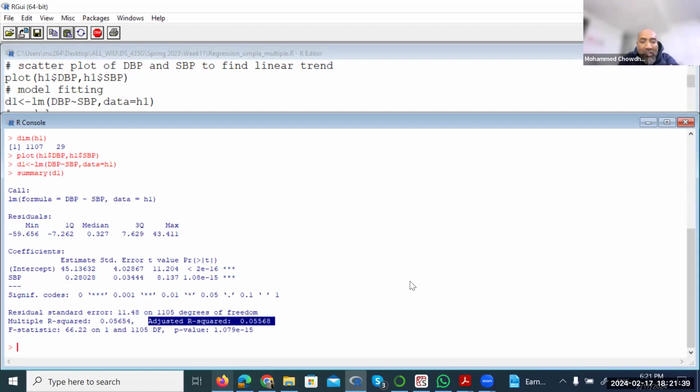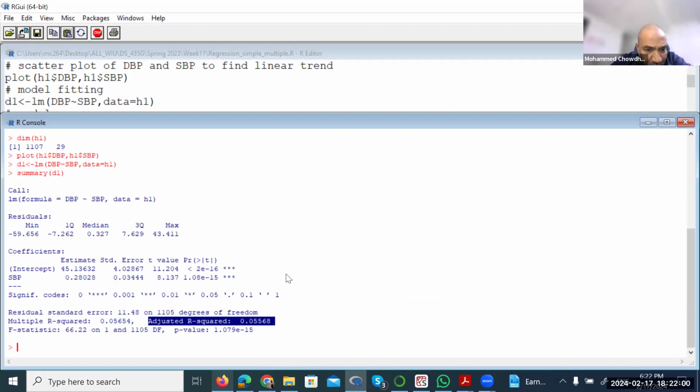So adjusted R square means 5% of the SBP is explained by the DBP. So 5% of the systolic blood pressure can be explained by the diastolic blood pressure. Remaining 95% are due to the other factors which are not included in the model.